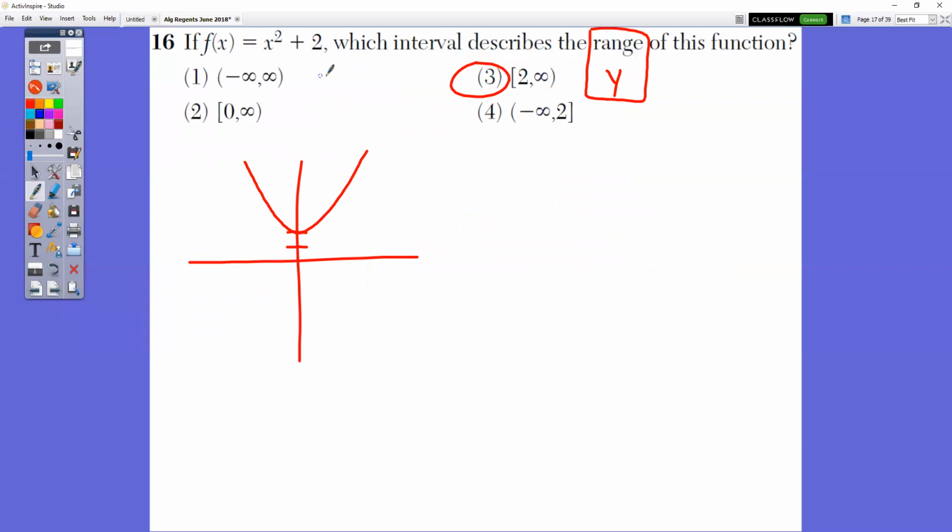In question number 16, what is the range of this function? Well, all you would have to do is graph it. When you graph it, it looks like this. Remember that range means your y values.